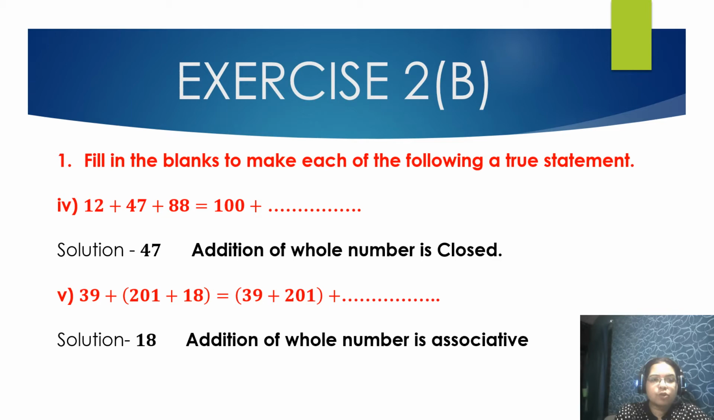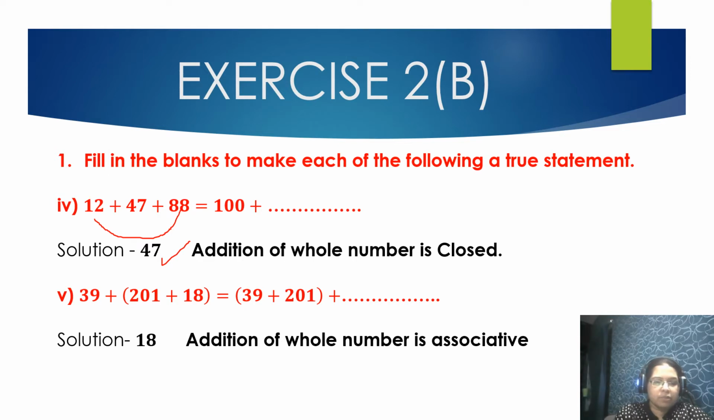Now we will solve fourth bit. Fourth bit is 12 plus 47 plus 88 equal to 100 plus dash. Here when we add 12 plus 88 we get the number 100. So 100 plus, here 47 is on the left hand side and 47 is not here, so you have to write down 47 on the right hand side. So the expression becomes 12 plus 47 plus 88 equal to 100 plus 47. This is the closure property of addition of whole numbers.